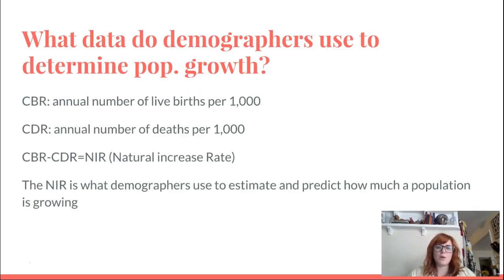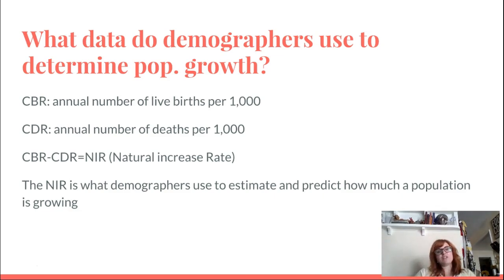Okay, so when we're talking about population growth, demographers use these figures primarily to make predictions about future growth and then to actually see in a year how much a country's population is growing. So the first thing they look at is CBR, which is the annual number of births per 1,000. So if you take 1,000 people in a year, how many babies did they have? That gives you the CBR. CDR is the same thing, except we look at deaths instead of births. So of 1,000 people, how many of them died in a year? That would be the CDR.